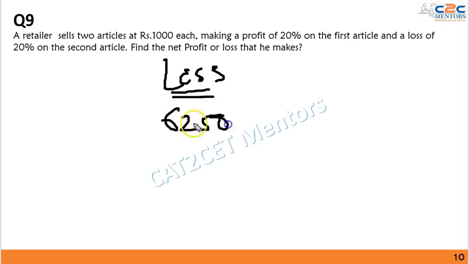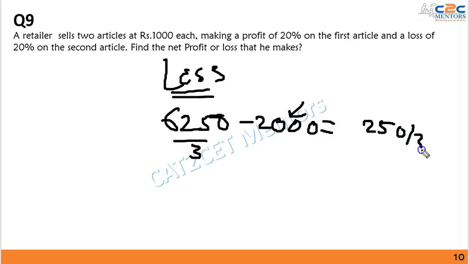which is equal to net cost price minus 2000. This is my net selling price. This is equal to 250 by 3. This is my loss.